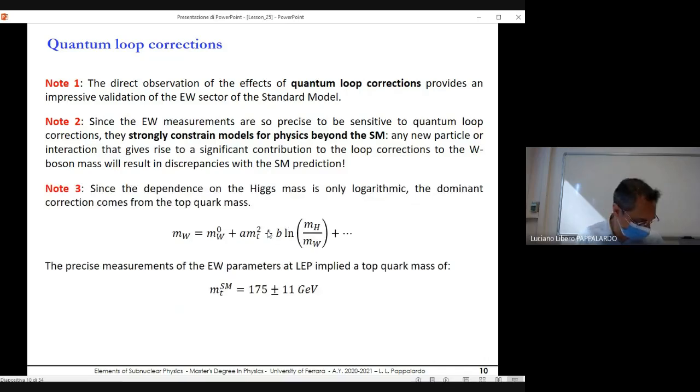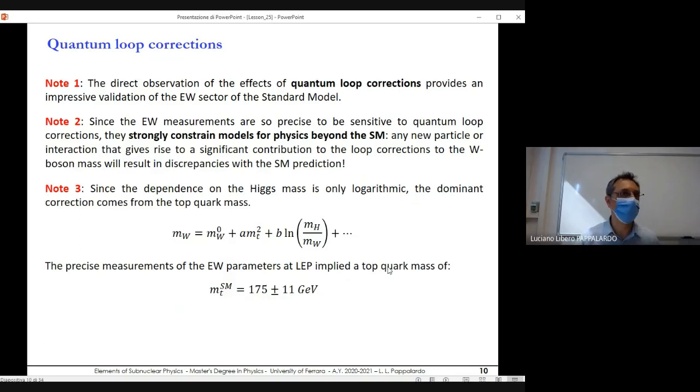Now, back to this correction formula. The mass of the W is the bare mass, then we have this quadratic term in the top mass, and then the logarithmic dependence on the mass of the Higgs. Of course, this term is much stronger than this one here, so it is essentially the dominant contribution, the one that comes from the square of the mass of the top. And so one can invert this reasoning and say, we measure the W mass precisely, and so we can infer from this relation what could be the standard model prediction for the mass of the top quark. In fact, this was done in the early 90s, before the top quark was discovered. And it turns out that the expected mass of the top quark was in the range of 175 GeV, so huge, as we discussed already several times, and very, very difficult to detect.